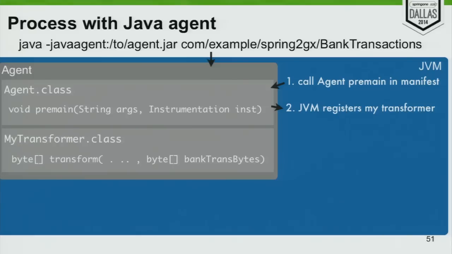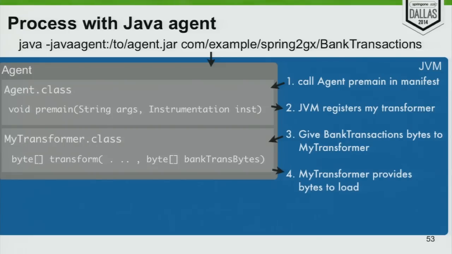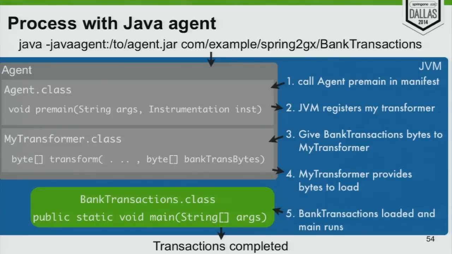While we're in the premain, we can register something called a transformer. This allows us to get the bytes of every class loaded, make any modifications we want, and return the modified bytes. So in our case, BankTransactions is going to go to our transformer. We can make modifications, return those modified bytes, and those are the bytes that will get loaded by the class loader. Then the main will run, do its processing, and "transactions completed" will get printed out.